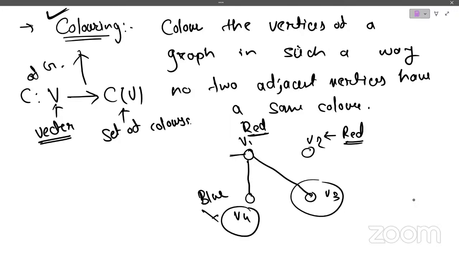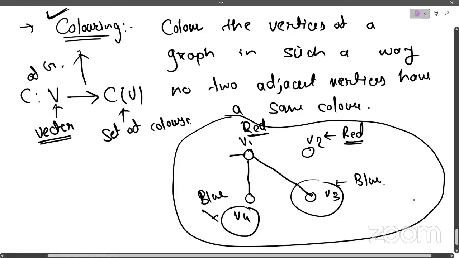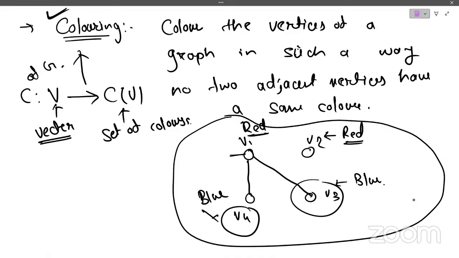Similarly, V1 and V3 are adjacent to each other, so we cannot give the red color to V3, but I can give the blue color because V4 and V3 are not adjacent. So I can assign a blue color here. This is one type of coloring of this graph. So basically coloring means nothing but assigning each vertex a color in such a way that the neighboring or adjacent vertices won't get the same color. This is what we mean by coloring. Got it?